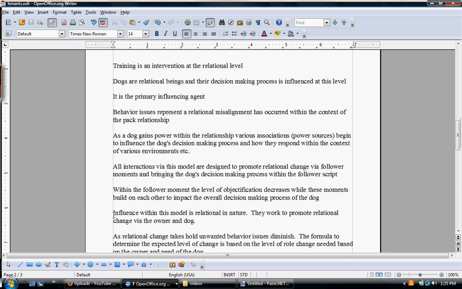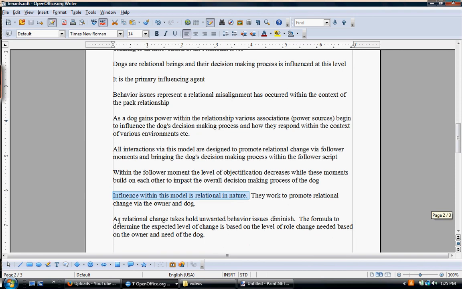So the type of influence within this model is relational. There is a difference. It's the timing of that and the script of that, how that all comes together. It's all designed to promote relational change. As relational change takes hold, unwanted behavior issues diminish. And the formula to determine the expected level of change is based on the level of role change needed, based on the owner and the individual need of the dog.